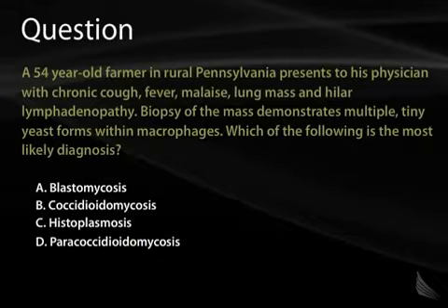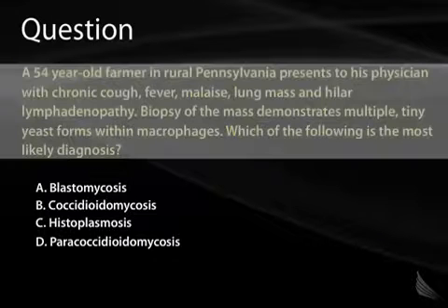Question. A 54-year-old farmer in rural Pennsylvania presents to his physician with a chronic cough, fever, malaise, and he's got a lung mass with hilar lymphadenopathy. Biopsy of the mass demonstrates multiple tiny yeasts within macrophages. Which of the following is the most likely diagnosis?